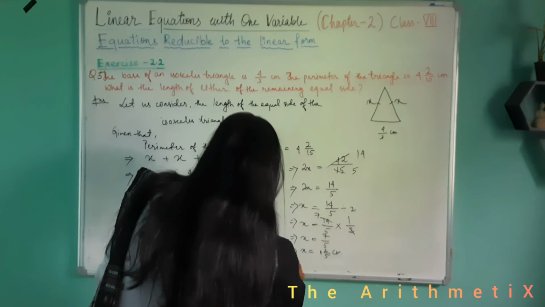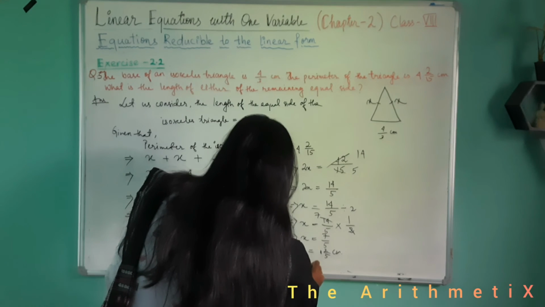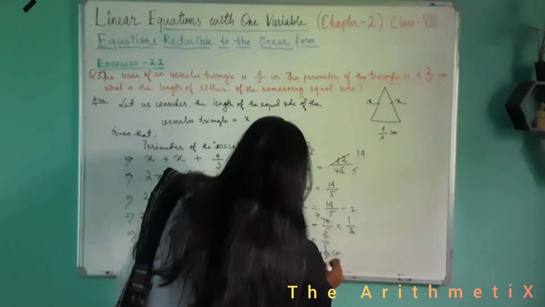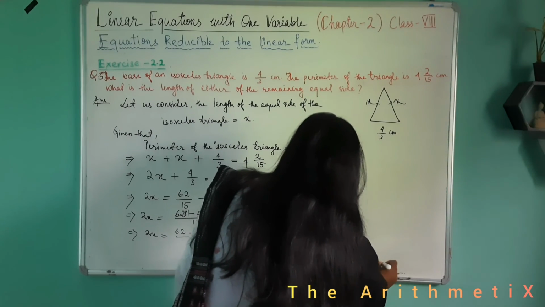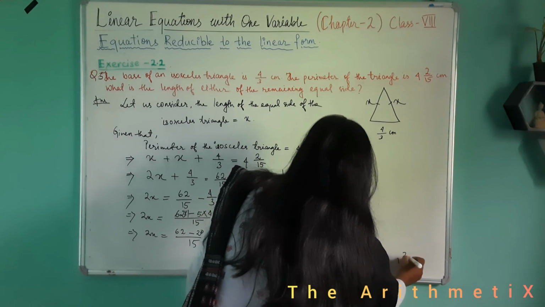Therefore, the length of the equal side is 1 and 2 upon 5 cm.